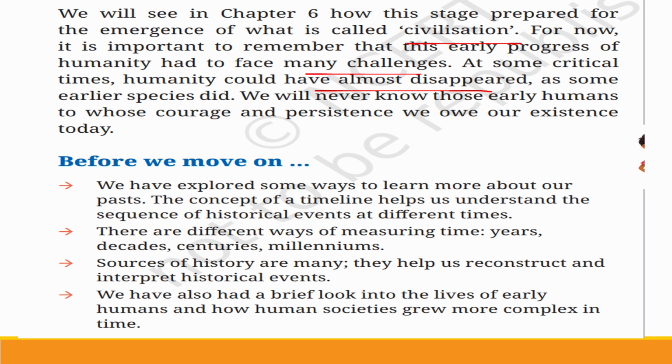Now we will see the summary of this chapter. We have explored some ways to learn more about our past. The concept of a timeline helps us understand the sequence of historical events at different times. There are different ways of measuring time: years, decades, centuries, millenniums, etc. Sources of history are many. They help us reconstruct and interpret historical events. We have also had a brief look into the lives of early humans and how human societies grew more complex in time.